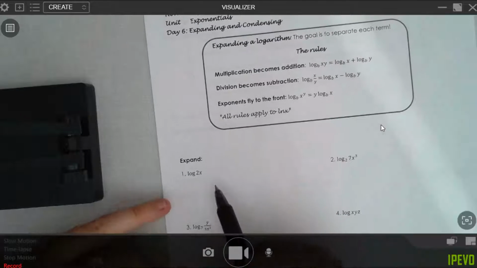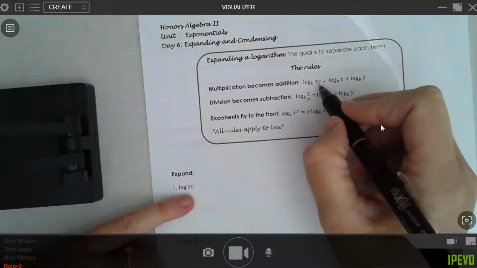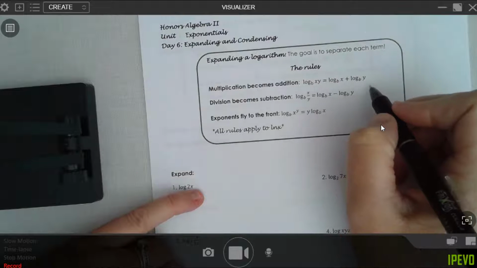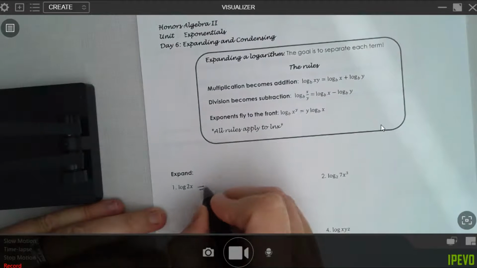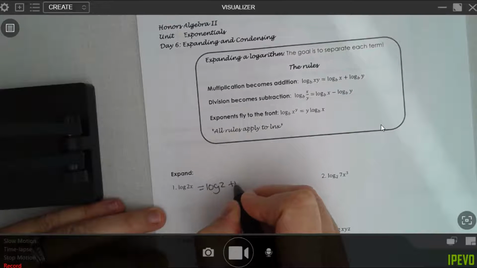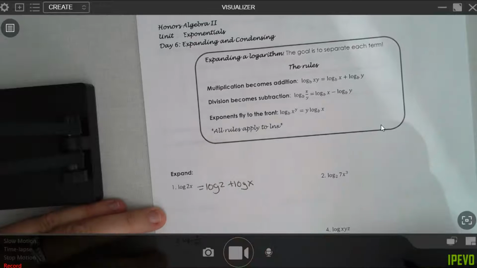So to expand log 2x, 2 is in the X spot and x is in the Y spot. So I'm going to put a 2 right here, I'm going to put an x right there. So this will expand out to log 2 plus log x.